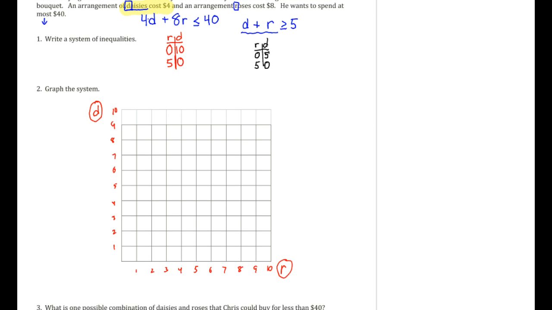There we go. So I had my 2 equations, and I did the intercept. So let's graph the intercept. So 0 roses, 10 daisies, way up here. And then 5 roses, 0 daisies. So there's one equation. There's one of them. And you can think about it as, this is the $40 equation.